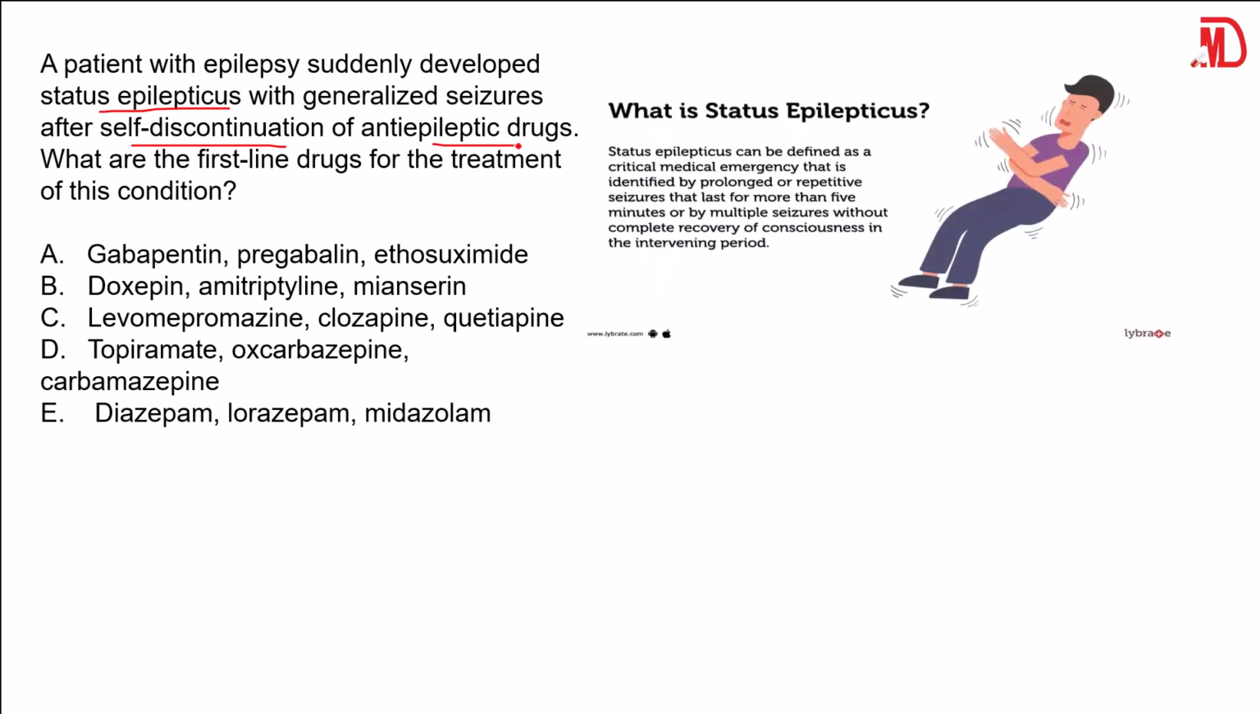So what is status epilepticus? It can be defined as a critical medical emergency that is identified by prolonged or repetitive seizures that last for more than 5 minutes, or by multiple seizures without complete recovery of consciousness in the intervening period. That's what is meant by status epilepticus.